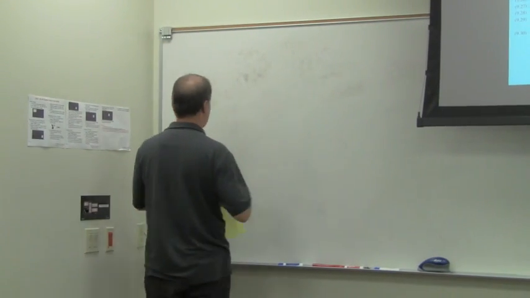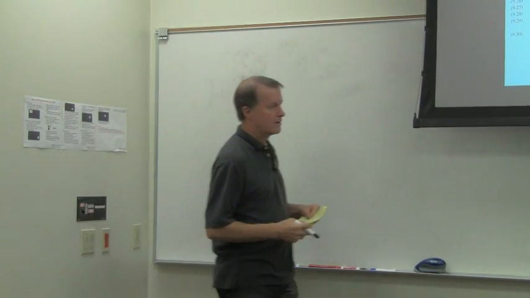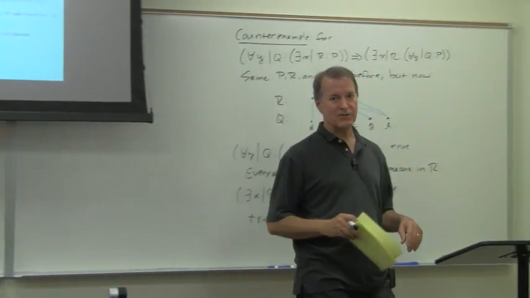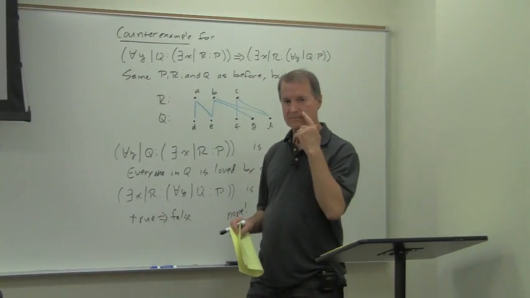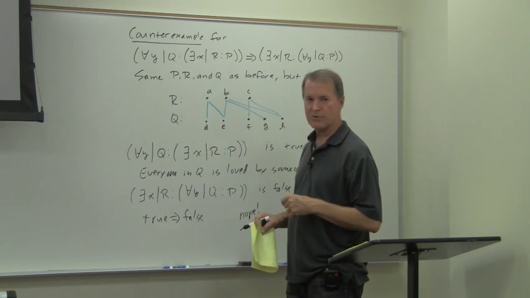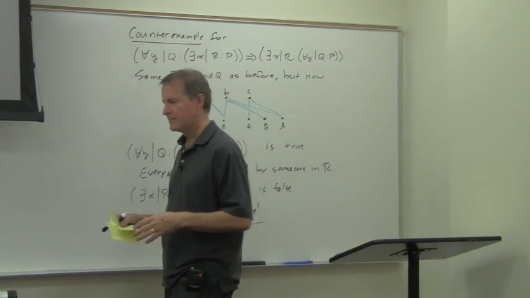Now, if A is an element of R, can it be an element of Q? Well, it could in general, but in this particular example, it doesn't. Can R be a subset of Q? It could in general, but in this example, it's not. I'm just curious.